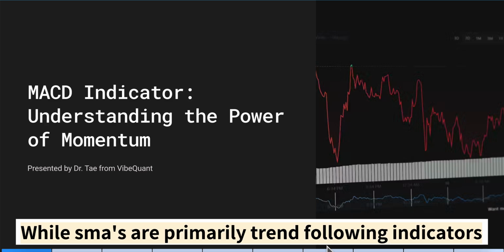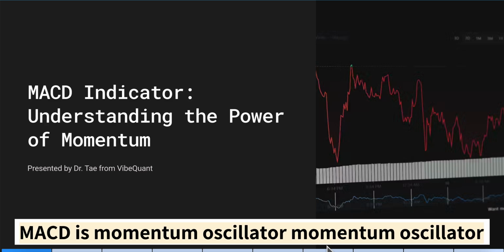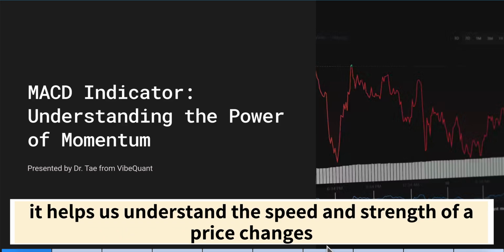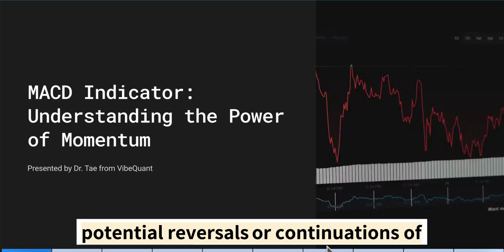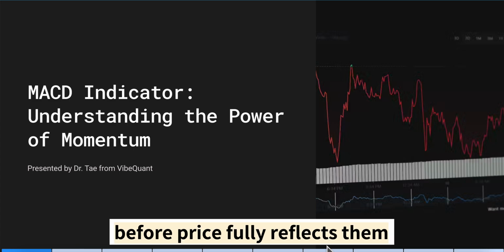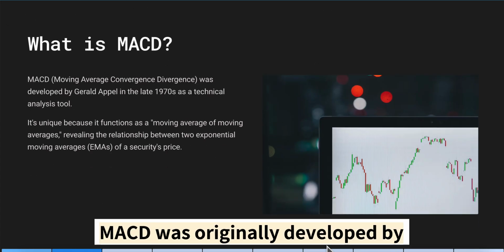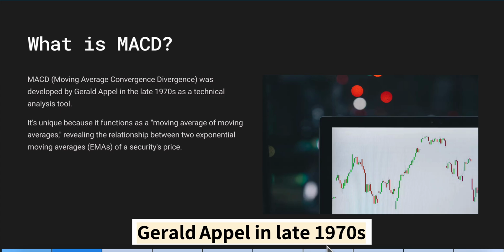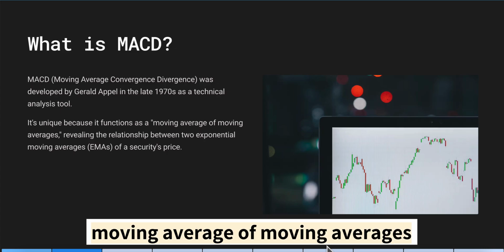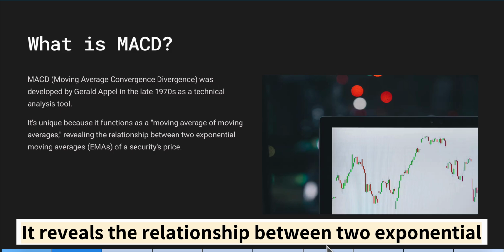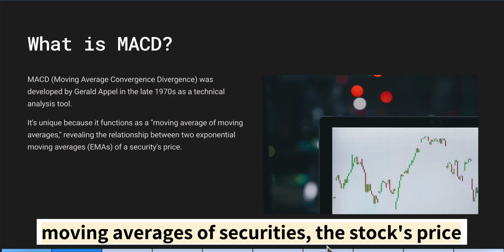While SMAs are primarily trend following indicators, MACD is a momentum oscillator. It helps us understand the speed and strength of price changes, often signaling potential reversals or continuations before price fully reflects them. So, what is MACD? MACD was originally developed by Gerald Appel in the late 1970s. It's unique because it's essentially a moving average of moving averages. It reveals the relationship between two exponential moving averages of a security, the stock's price.